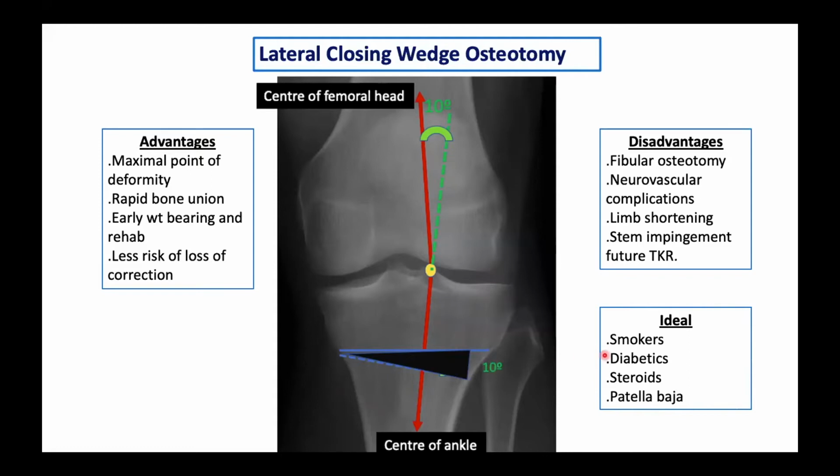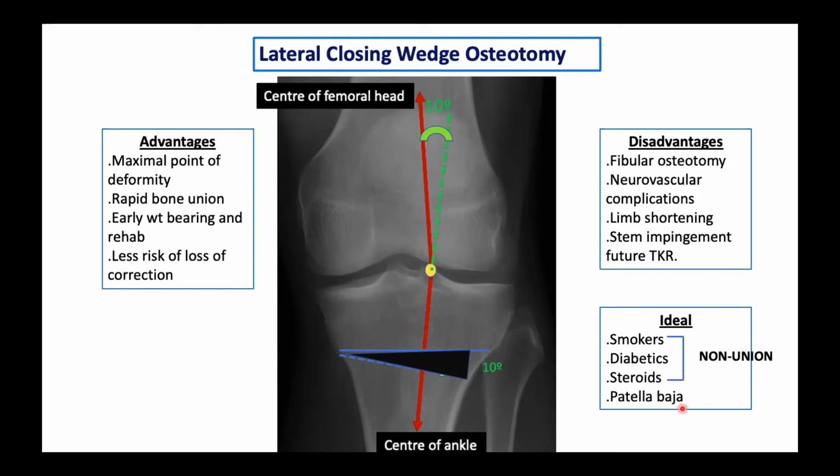So this is ideal for diabetics, smokers, and patients on steroids because they run the risk of non-union. And since this is the metaphyseal cancellous portion, there is a better chance of union. So if you have to choose between the medial opening and the lateral closing wedge osteotomy in these patients, then we should opt for the lateral closing one because the union rate is higher.